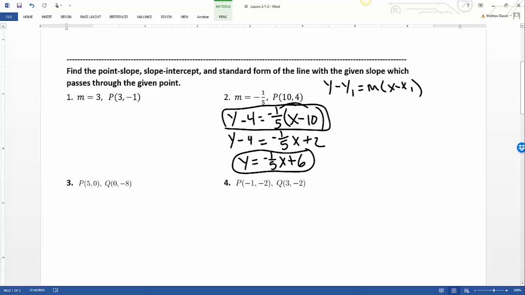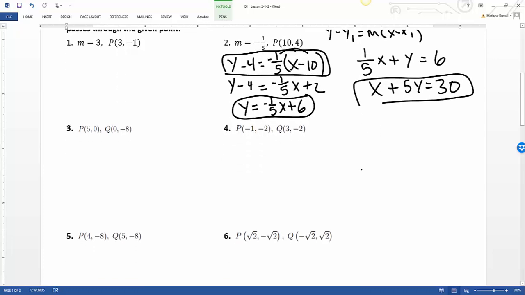And then standard form. So that means I have to get x and y on the same side. So I'm going to add the 1/5 x. And then we just can't have any fractions, so multiply everything by 5. And then you just have to make sure that ax is positive, which it is.